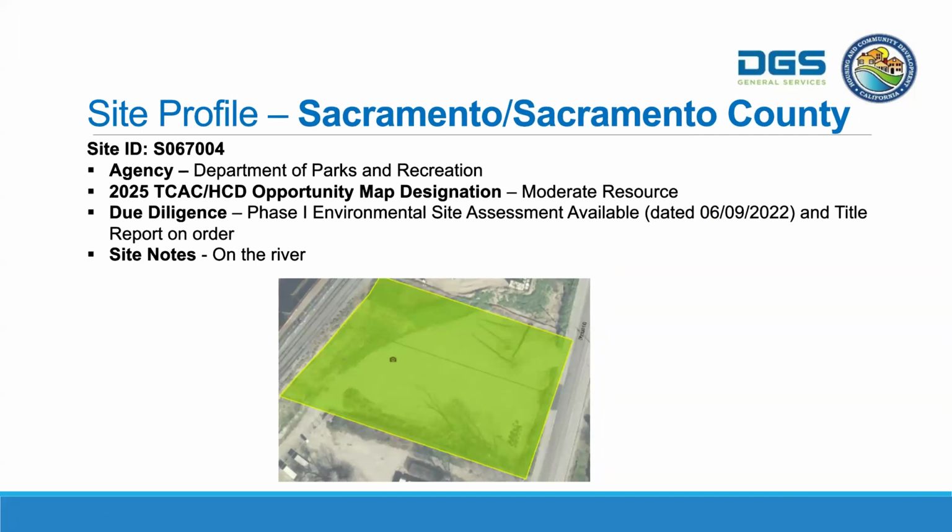Okay, another Sacramento site right on the river, owned by the Department of Parks and Rec. Scores well per our estimations. Environmental and other reports are in order, and it's just along the river as noted there, and you may have to work on some logistics related to that location. Next slide.